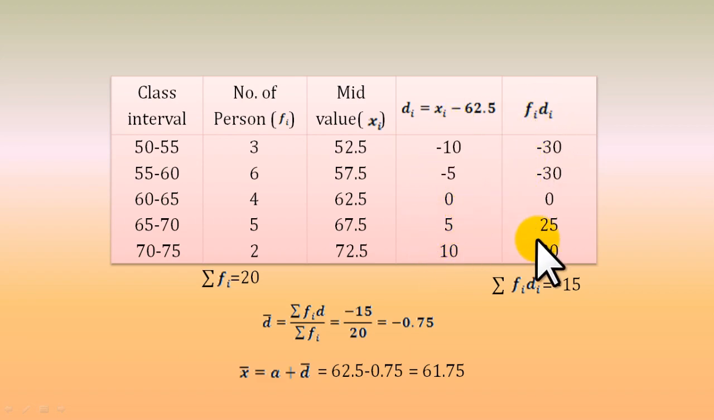This is the column of fidi. After that, we find the summation of fi, that means the total frequency, which is 20, and the summation fidi is minus 15. After that we find the value of d bar, that is minus 0.75. After that we use the formula of the assumed mean method, that is x bar is equal to a plus d bar. Here our a is 62.5 and d bar is equal to minus 0.75. Now 61.75 is the value of the mean by using the assumed mean method.